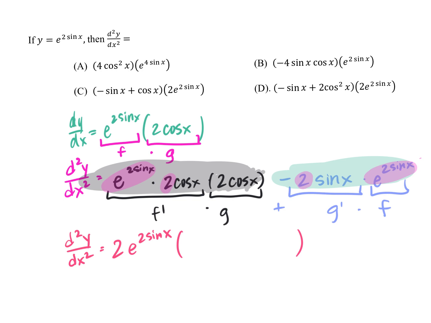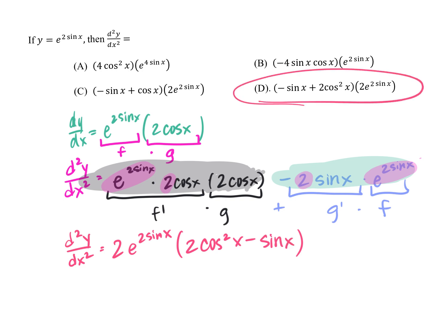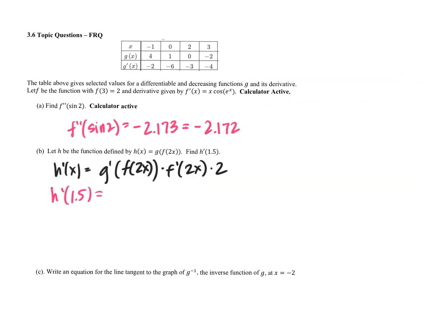What happens when I take out a 2e to the 2 sine? I got a 2 cosine squared? Is that right? Minus a sine of x. Yeah, that's gross though, isn't it? Ugh. Nah, AP won't have you do that.